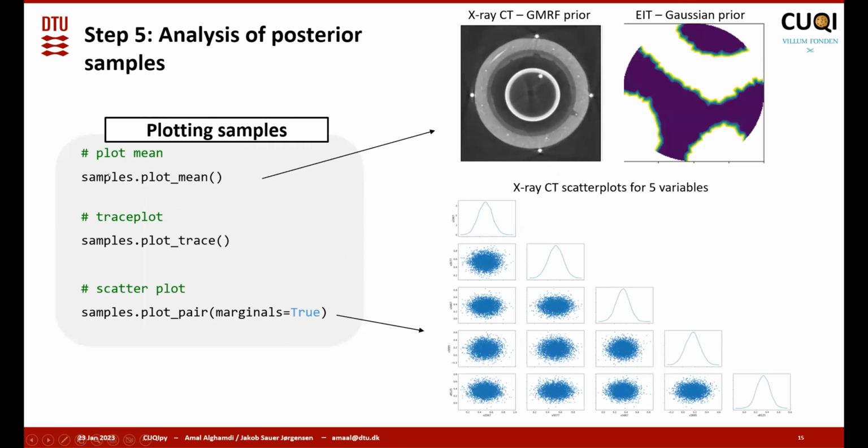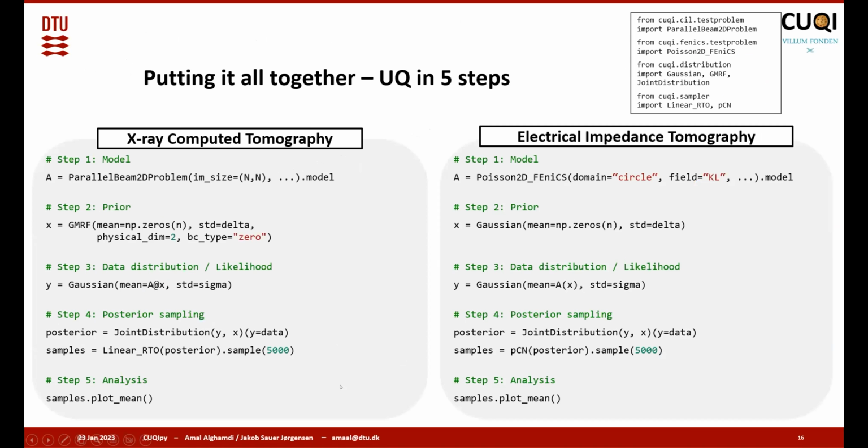And this is then the fifth step. We can look at the plots or analysis of the posterior. So we integrate CUQIpy also with ARVIS for visualization. And here we can plot the mean, for example, for the CT problem, of the pipe integrity problem and the mean of the conductivity field. And we can look at, for example, marginal distributions.